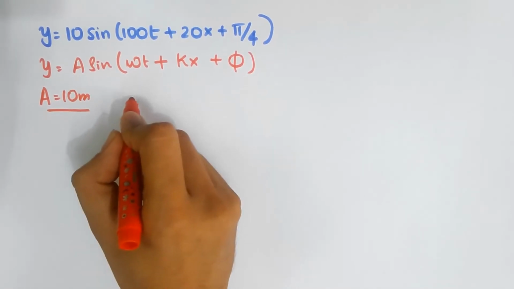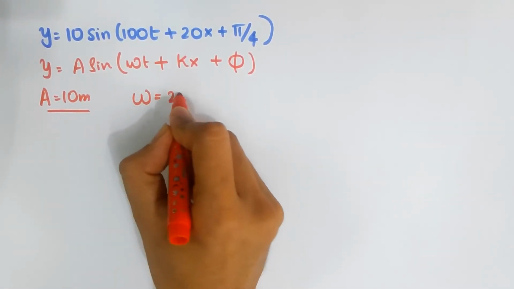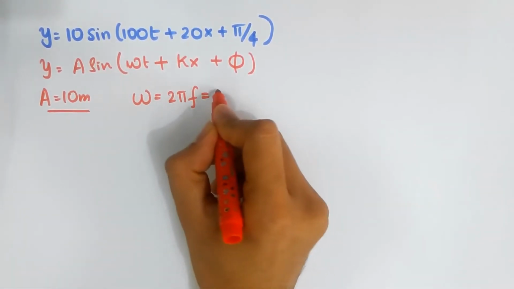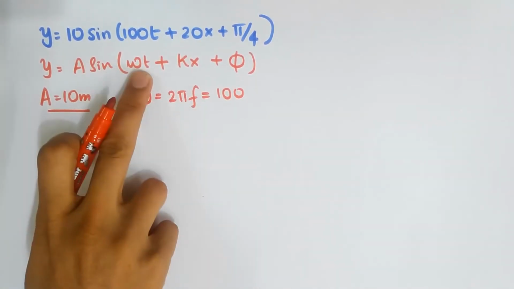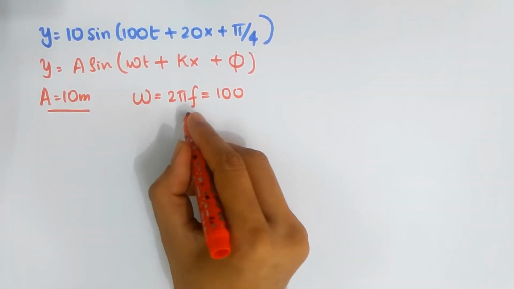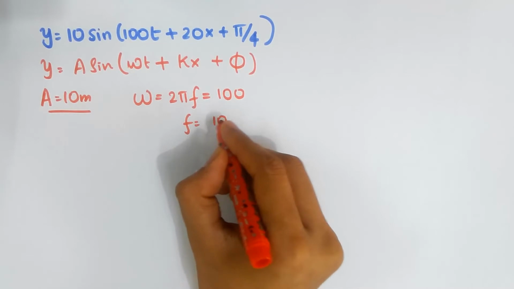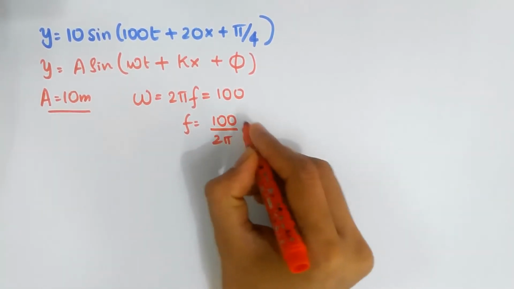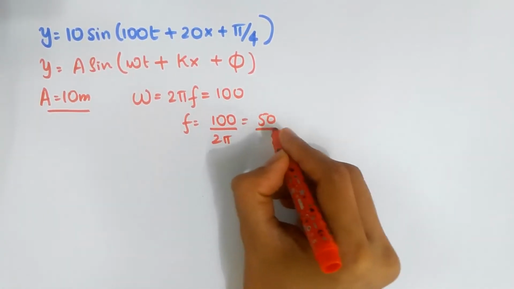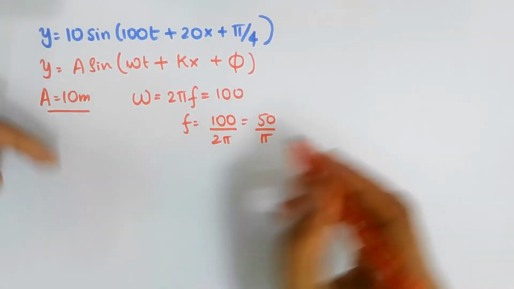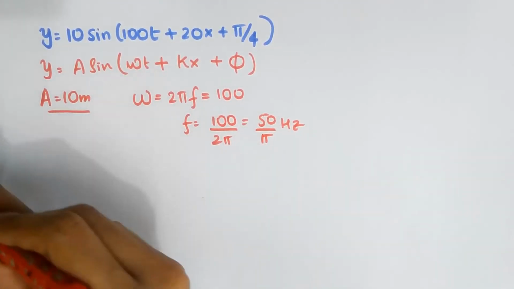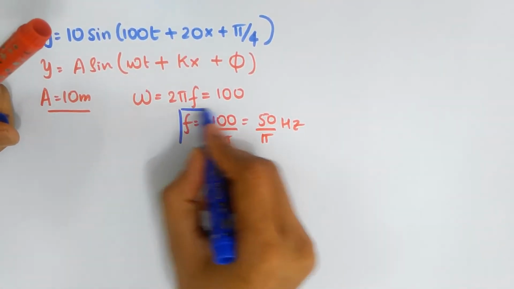We also know now that the angular frequency, which is defined as 2 pi f, is 100. Whatever comes with t is that. So frequency has to be 100 divided by 2 pi. That's 50 divided by pi. That's the frequency, so many hertz. So we have found what the frequency is.